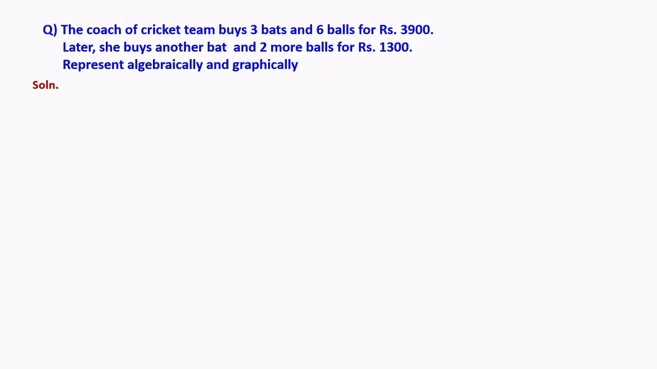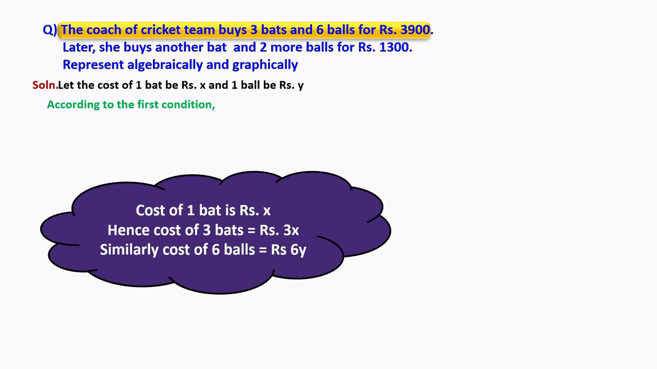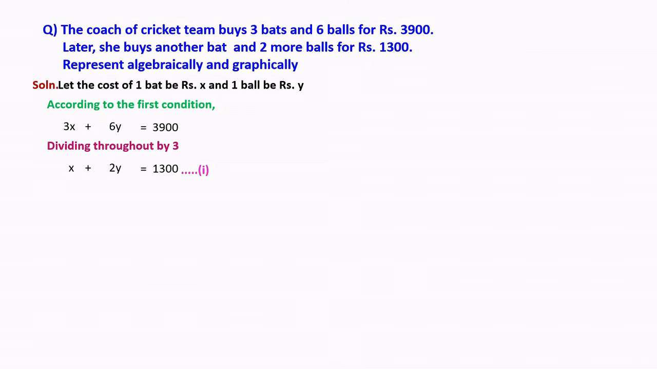Let's begin the solution. Let the cost of one bat be rupees X and the cost of one ball be rupees Y. So, the cost of 3 bats is 3X and the cost of 6 balls is 6Y. According to the first condition, 3X plus 6Y equals 3900. Dividing throughout by 3, we get X plus 2Y equals 1300. This is equation 1.